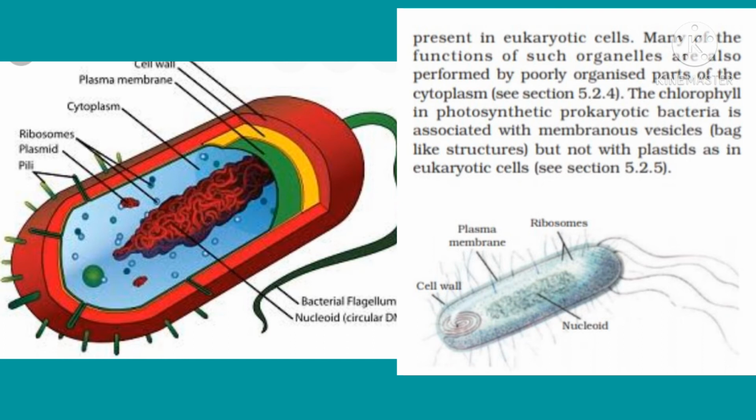Some of the prokaryotic organisms like blue-green algae perform photosynthesis with the help of bag-like structures called membranous vesicles. They don't do photosynthesis with the help of plastid. Plastid is one of the organelles which is present inside the cell. Not in prokaryotic cell, it is present in eukaryotic cell like plant cell. Prokaryotic cell has poorly organized parts of the cytoplasm. Many organelles are missing inside the cell.